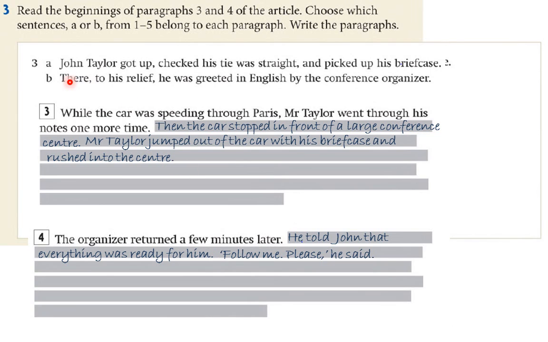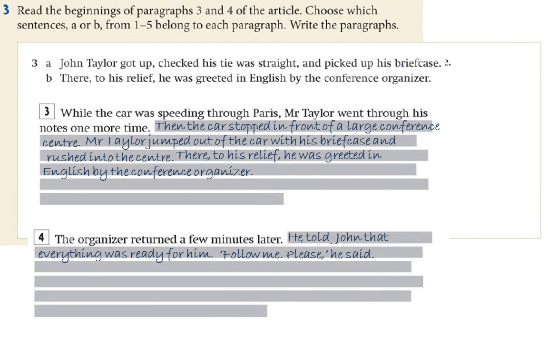Sentence 3. A. John Taylor got up, checked his tie was straight, and picked up his briefcase. So, Mr. Taylor got up. It means he was sitting. He checked his tie was straight and picked up his briefcase. Sentence B. To his relief, he was greeted in English by the conference organizer. Okay. This sentence means that Mr. John has not met the organizer yet, while in paragraph 4 he already met the organizer. It means that sentence B belongs to paragraph 3. There, to his relief, he was greeted in English by the conference organizer.